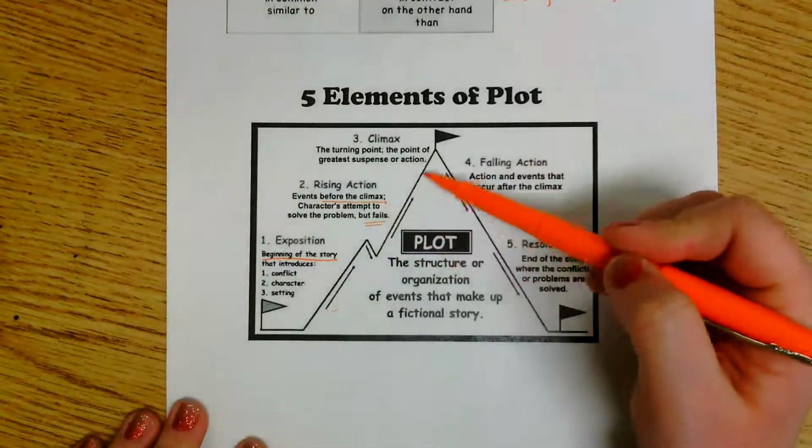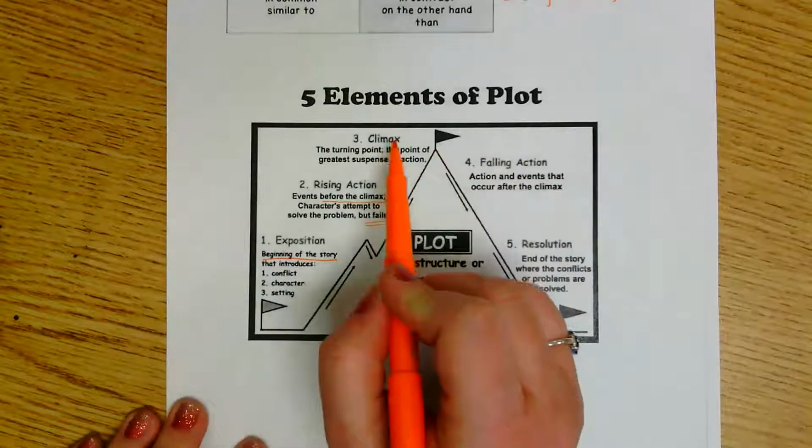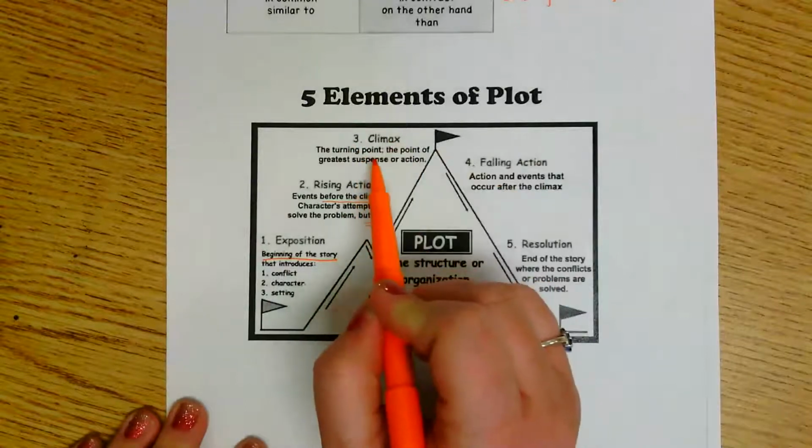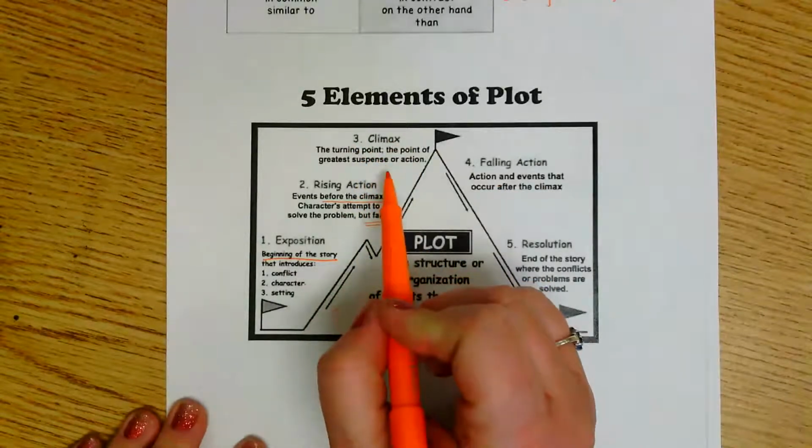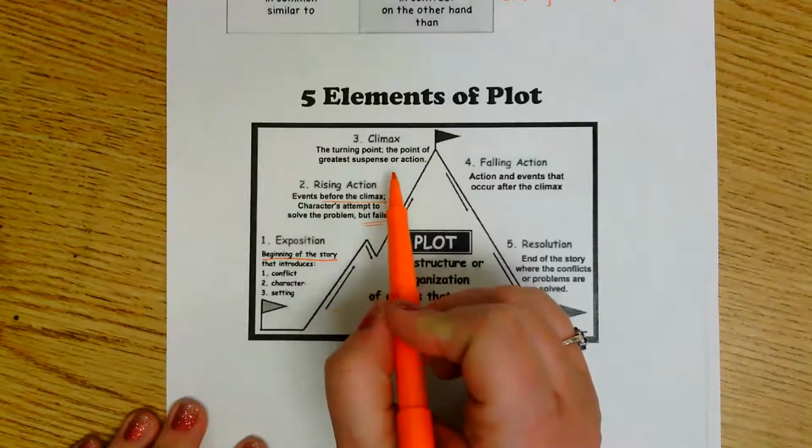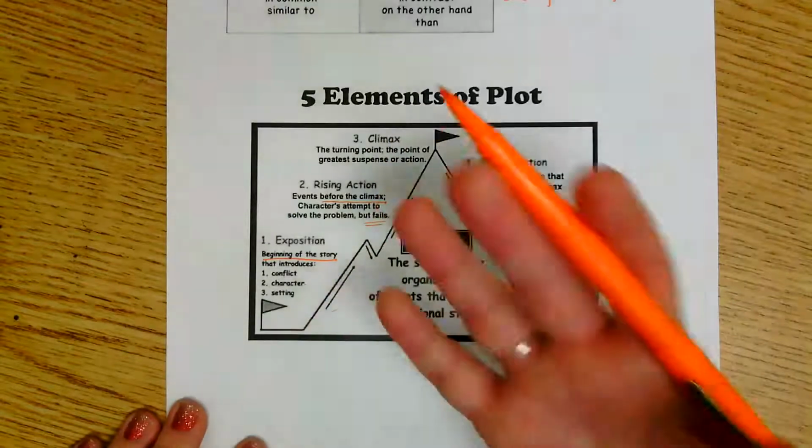So then we continue up to the top of the pyramid, and this is our climax. This is the turning point of the story. This is where your main character is getting that much closer to being able to solve their problem or their conflict.